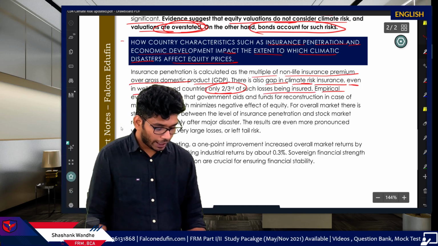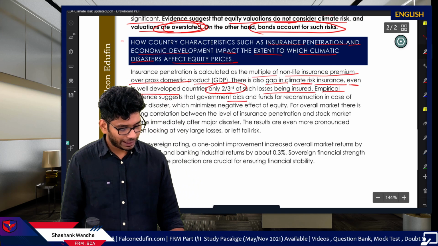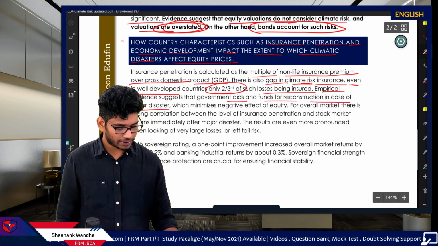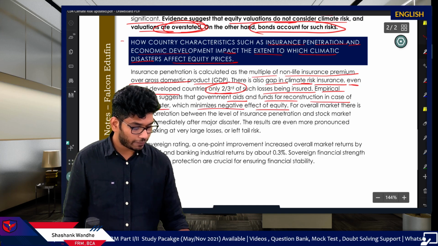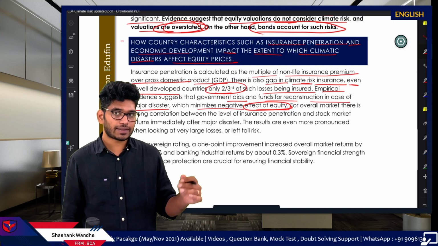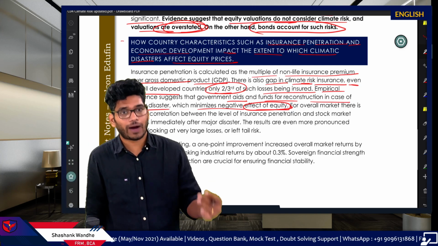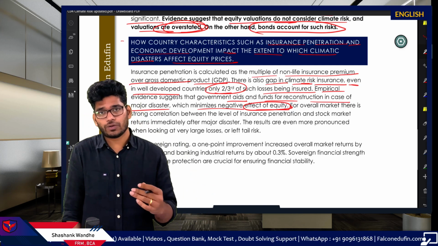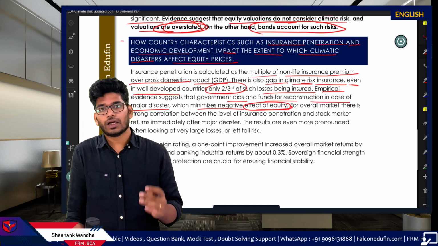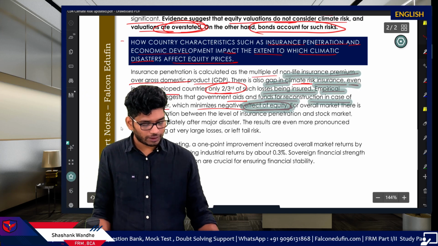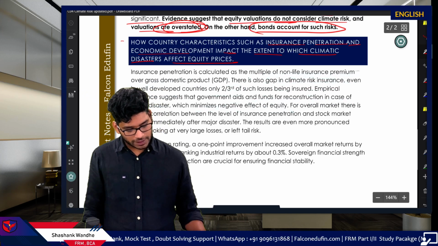Fine. Empirical evidence suggests that government aid and funds for reconstruction in case of a major disaster minimize the negative effect on the equity. You can state this particular reason. Remember the reason: maybe this is why financial valuers and analysts are not accounting for the climatic risk, because they think that the government will make up for the losses.